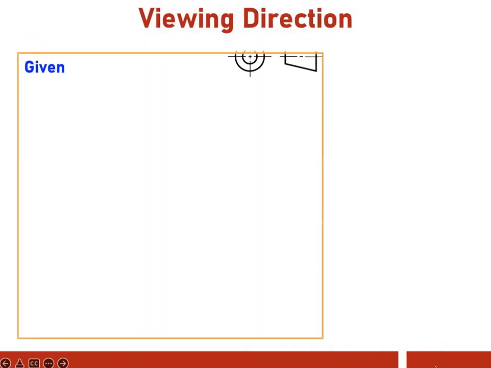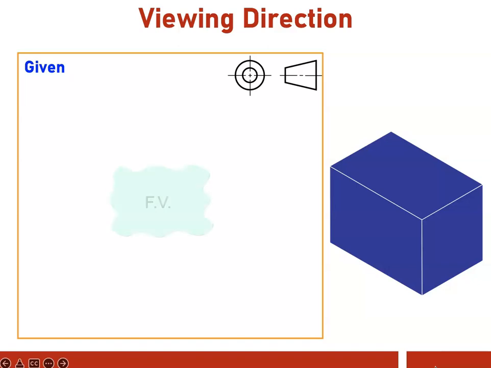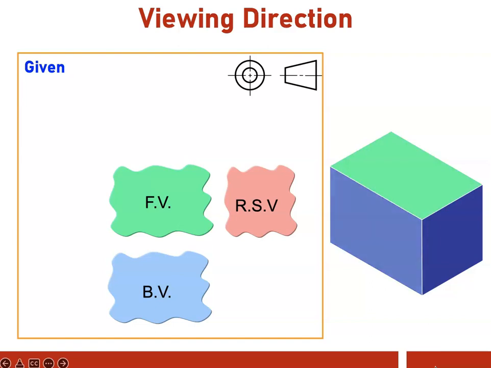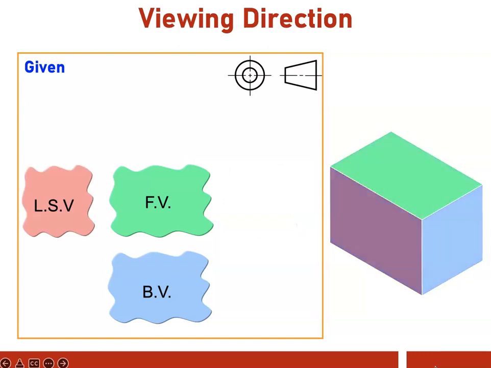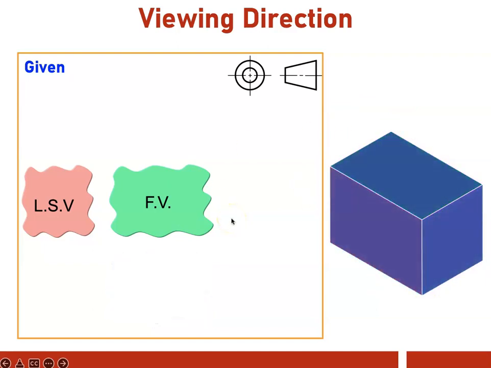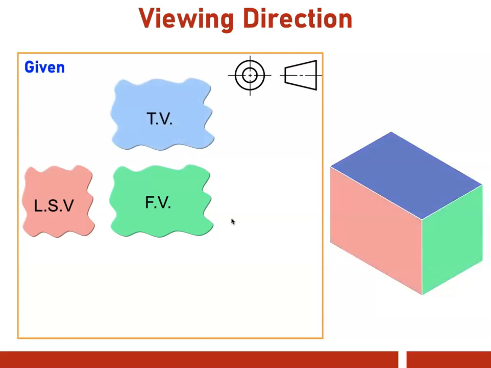So there are several viewing directions. You may either be given front view with right side view and top view. Sometimes you're given the front view, right side view, and bottom view. Sometimes you are given left side view, bottom view, and front view. So the ones that are highlighted is the views. And sometimes you're given the front view, left side view, and top view. These are all correct. So it's just the viewing direction, right? And depending on which views give you the most information that you need.